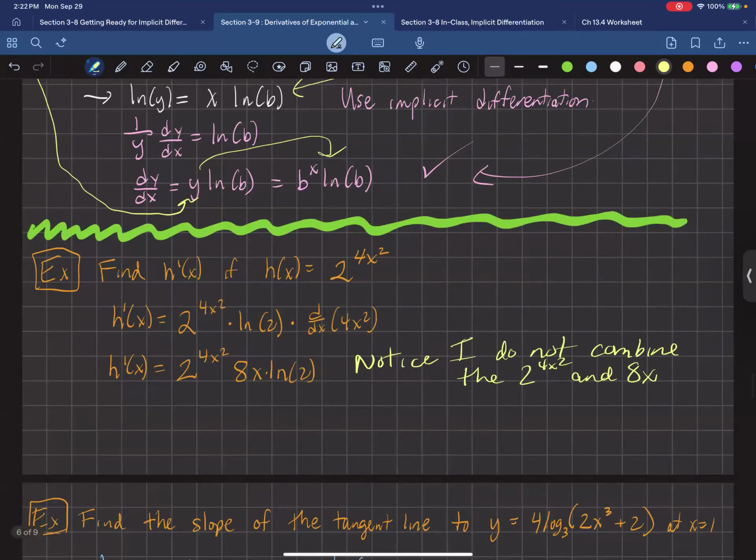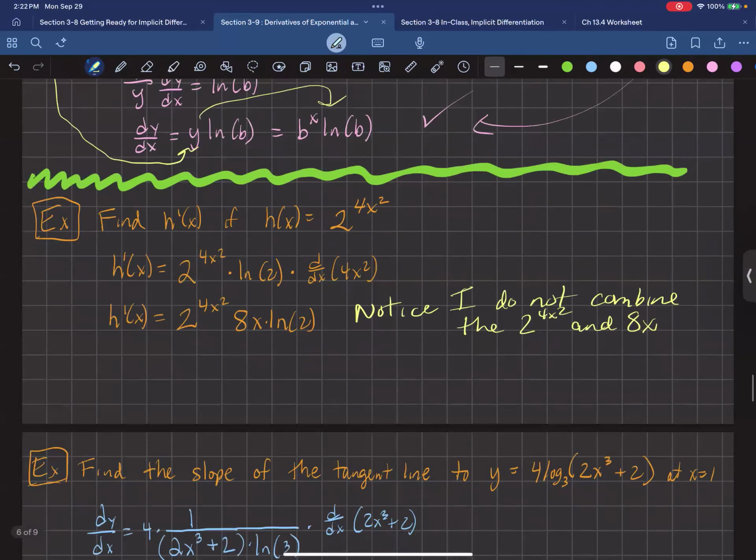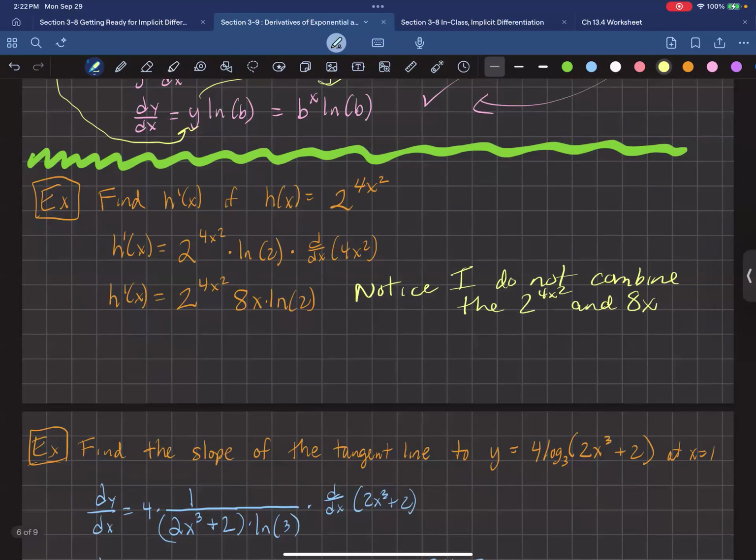Then let's take a look at a problem where you find the slope of the tangent line to y equals 4 times log base 3 of 2x cubed plus 2. And we'll find the slope at x equals 1. So we've got to take the derivative. Remember, the slope is dy/dx evaluated at the point. So here we've got 4 over the inside, so 1 over 2x cubed plus 2. Since it's a different base, we have a natural log of that base, natural log of 3, down below. Then we've got to take the derivative of the inside.